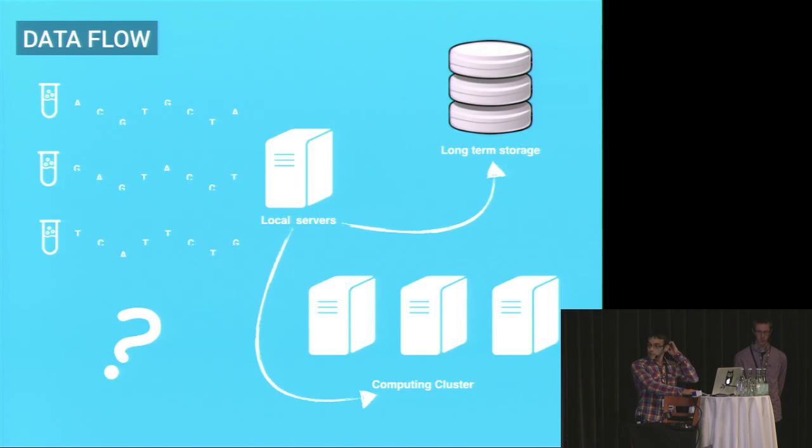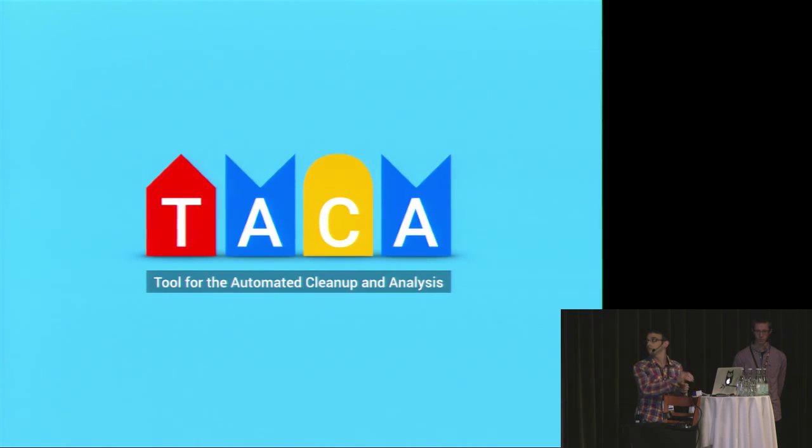So basically, how it is done today, we developed a tool called TACA, which stands for Tool for the Automated Cleanup and Analysis. It's also a short DNA sequence if you take care of it. Basically, TACA is running in the background as several cron jobs on our servers, and it's performing basically all the steps that I showed on the flowchart before.